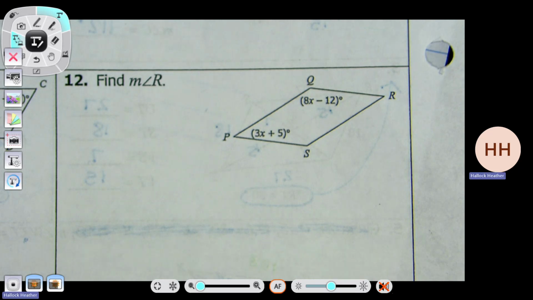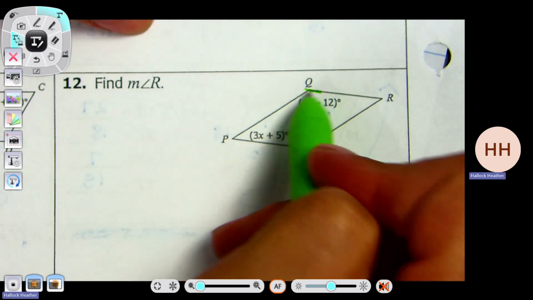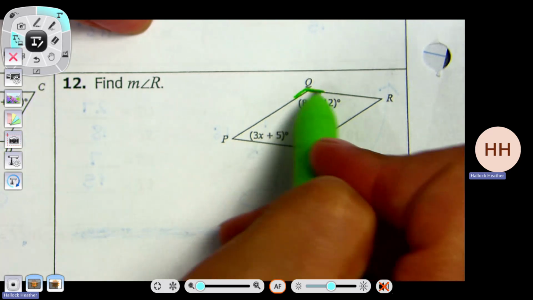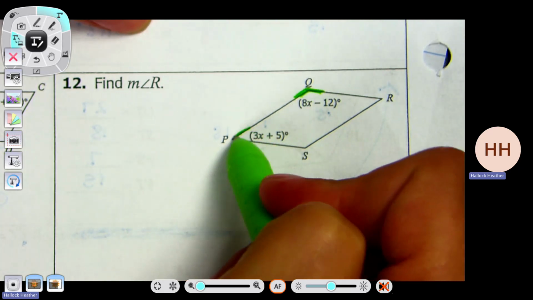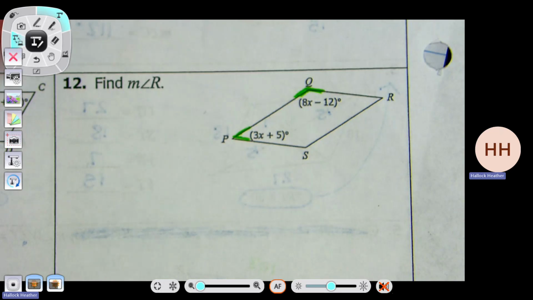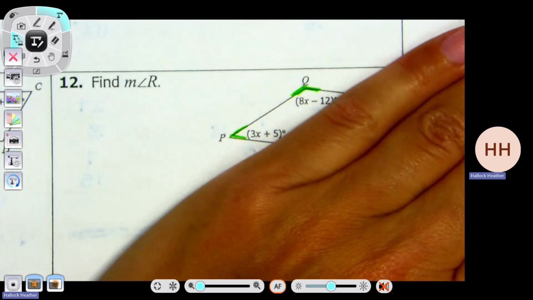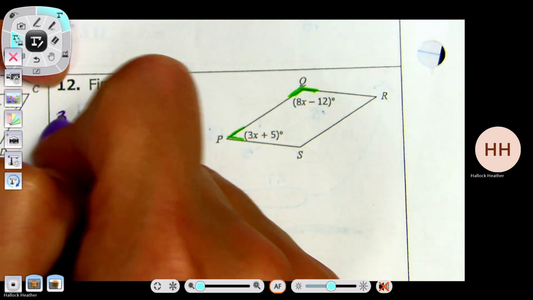Good, because they're on the same side. This one is obtuse. This one's obtuse. They're not the same, they're not congruent. They're supplementary because they're on the same side. It's half the shape, so if I cover up literally half of it, it makes 180. So you're going to add them, make 180. That was easy.